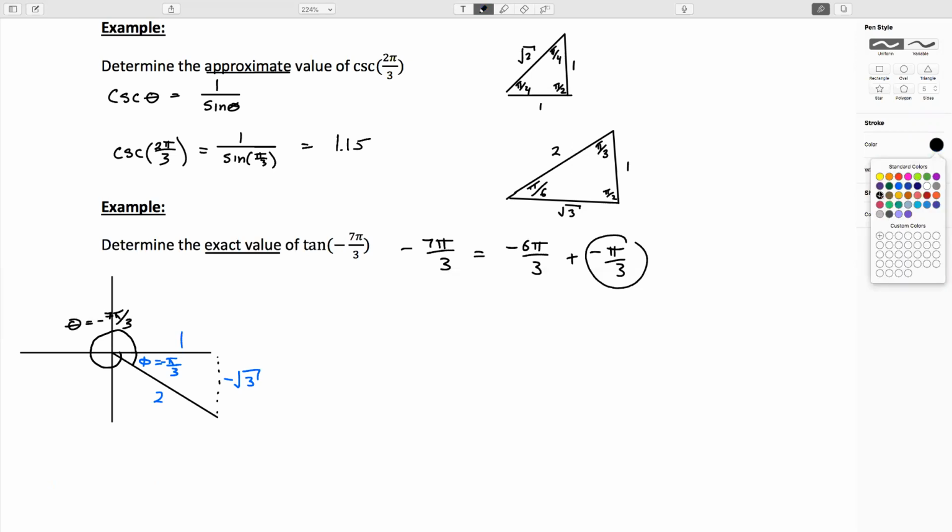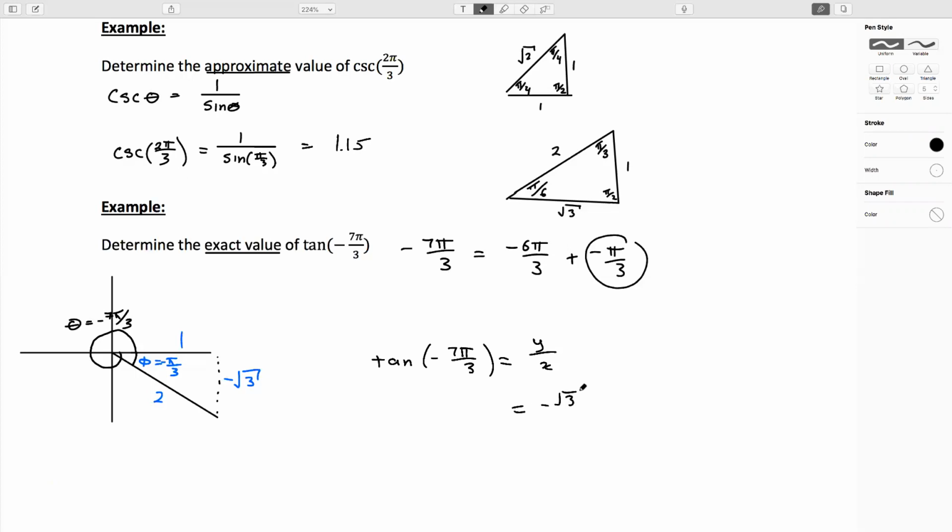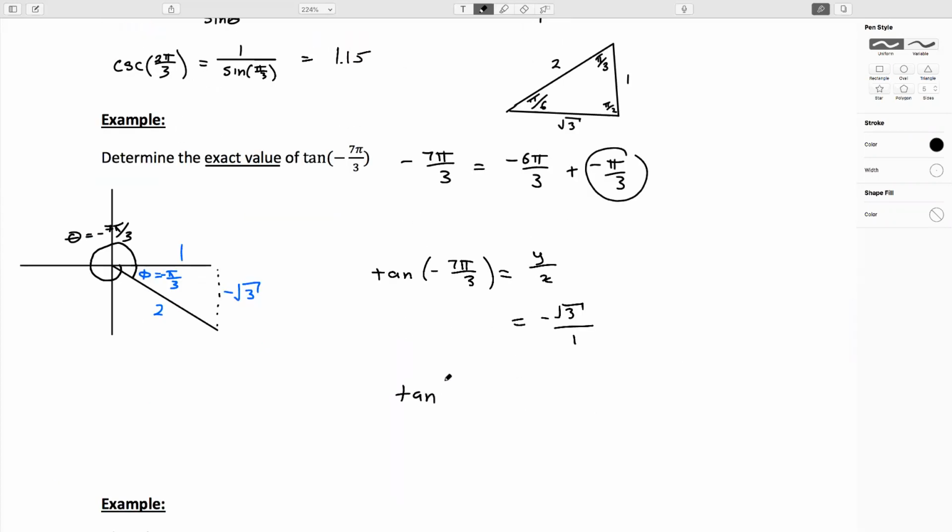Okay, so we're tasked with finding tan of this angle. So tan of minus 7 pi over 3 is given by the formula y over x. Y is negative root 3, and x is 1. So this is given by negative root 3 over 1. So that means tan of negative 7 pi over 3 is literally just negative root 3.